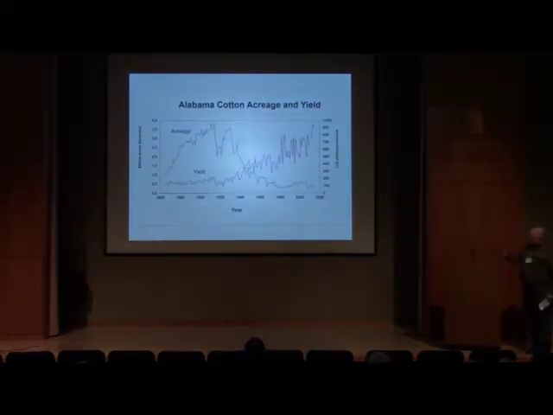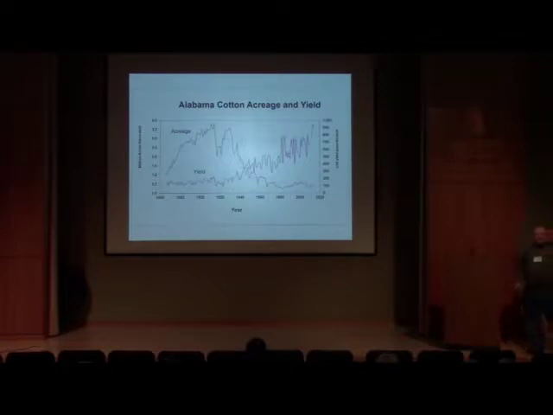As you can see on this slide here, this is about 1900. This is 1860, picking up where we left off last time. Cotton production actually peaked in Alabama about 1911 and 1912. And we'll come back to this slide in a few minutes and show you what happened in 1911 and 1912 that caused that big drop.